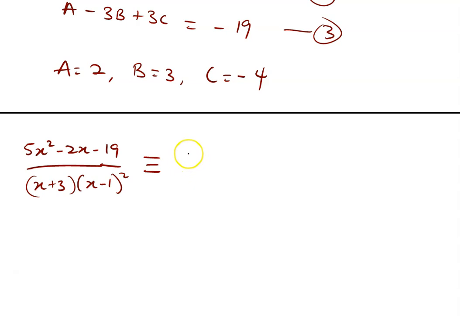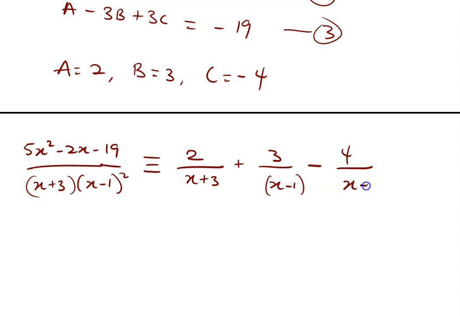It's identical to, how do you call it? What's A here? You have 2 on x plus 3, then plus B on, what is B? B is equal to 3, sorry. So we have 3 on x minus 1, right? Then C is negative, so here it's going to be negative. Minus 4 on x minus 1 all squared, right?